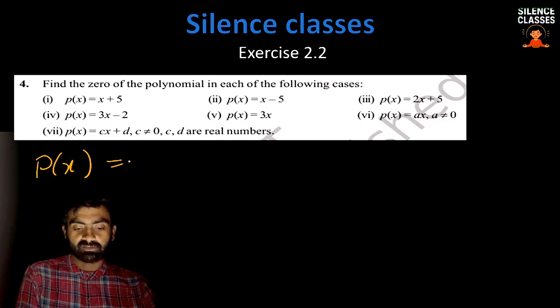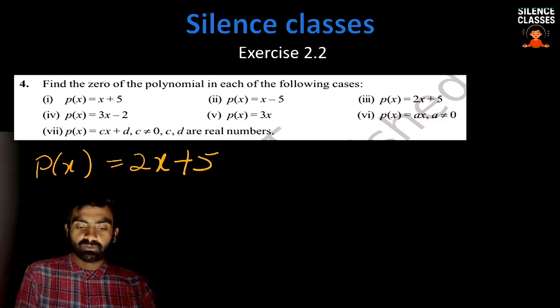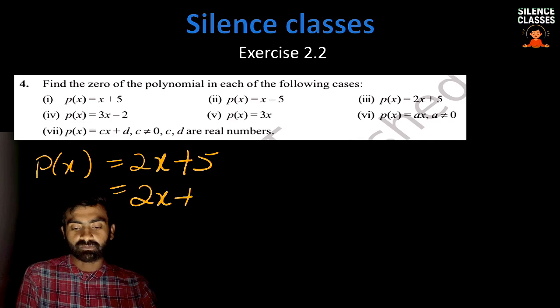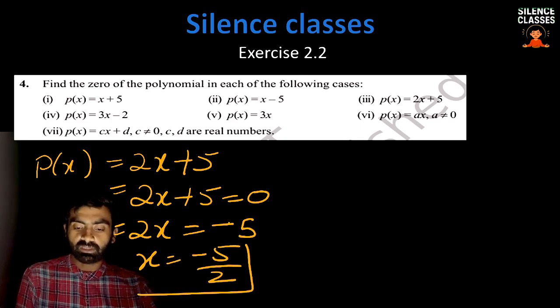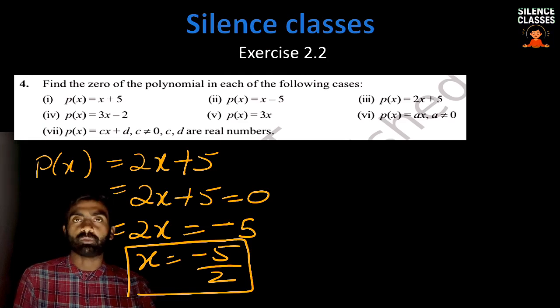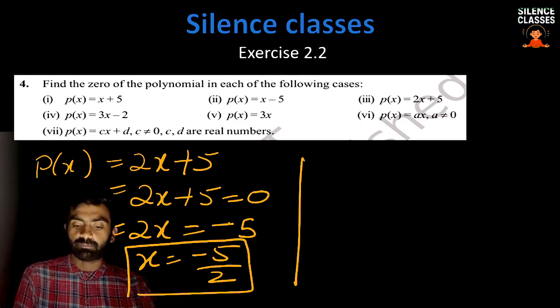p(x) is equal to 2x plus 5. So we have to write 2x plus 5 is equal to 0. So 2x is equal to minus 5. So x is equal to minus 5 upon 2. So in the place of x, what we have to put is minus 5 upon 2. Let's check whether by putting this particular value of x, the expression is becoming 0 or not.